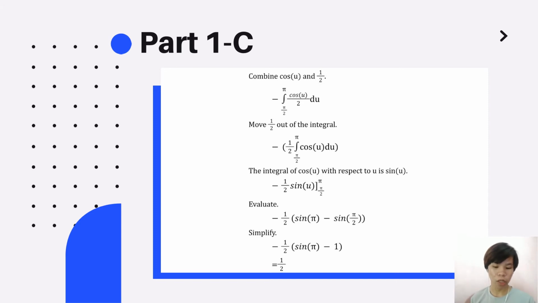We can now evaluate this as -1/2 times sine 2x evaluated from pi over 4 to pi over 2. Then, substitute the limits for x and simplify. We can now get the area is equal to 1/2 square units.